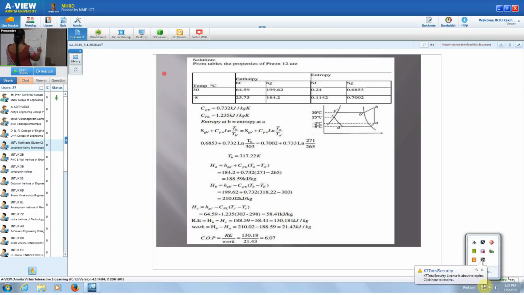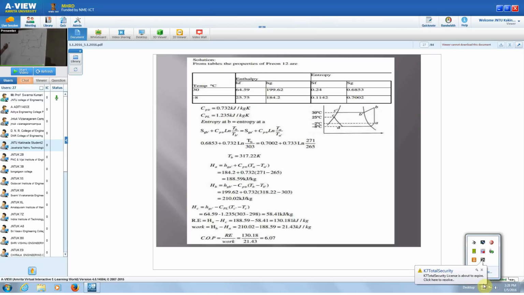So this is A and this is A dash. So this is minus 8 degrees centigrade and this is minus 2 degrees centigrade and this is 30 degrees centigrade and this is 25 degrees centigrade. So to find out HA, you have to equate SA with SB.